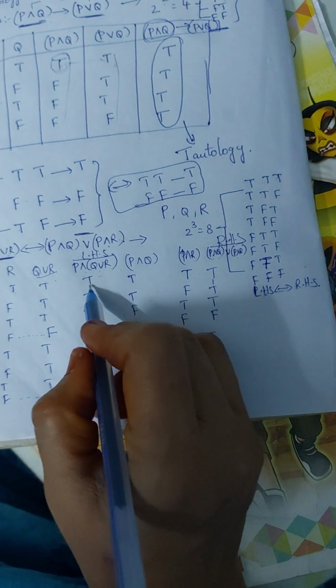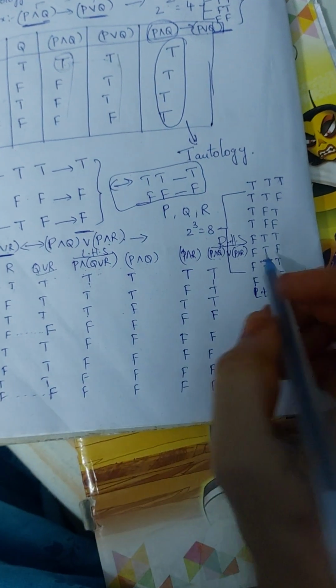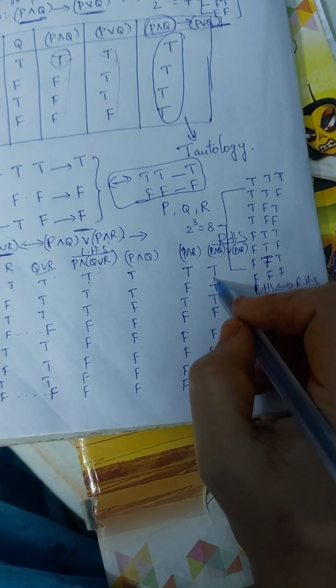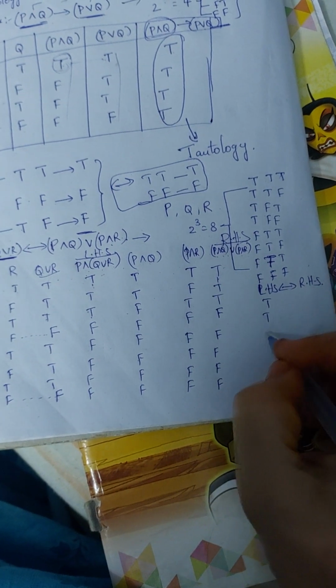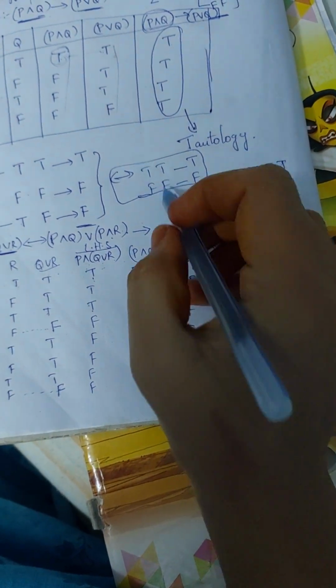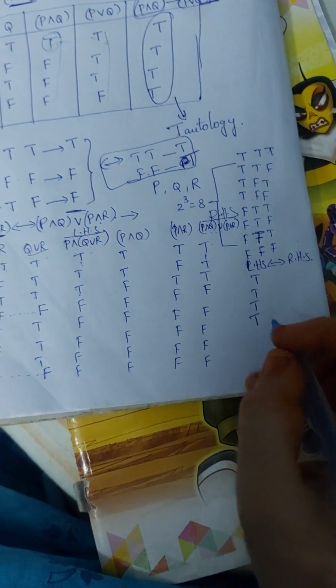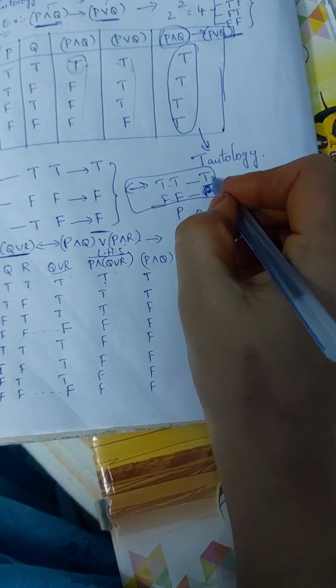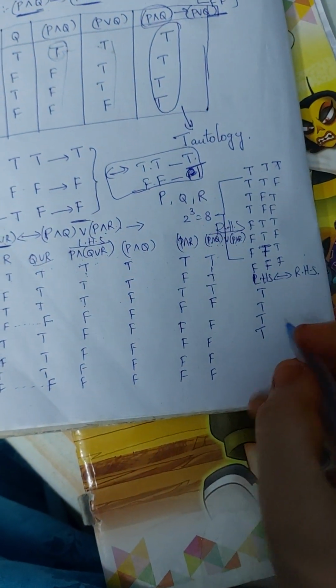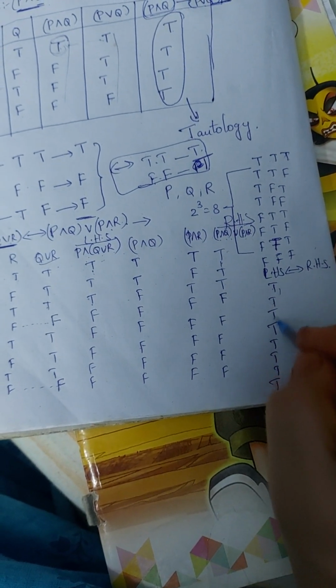Now observe the truth values. On the LHS, the top three are trues, and on the RHS also the top three are trues. The remaining 5 are false, and on the RHS also the remaining 5 are false. If both values are true, the resultant is true; if both values are false, the resultant is true. So here also, all are trues: 1, 2, 3, 4, 1, 2, 3, 4. 8 possible ordered pairs have come.